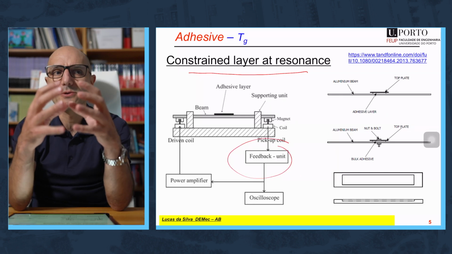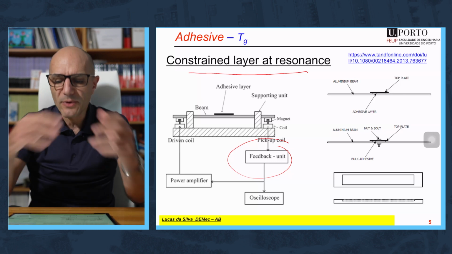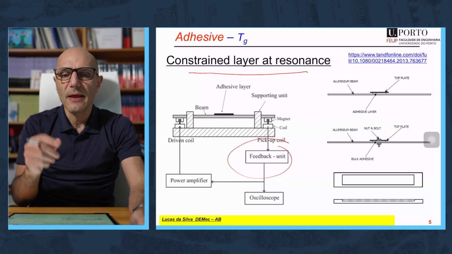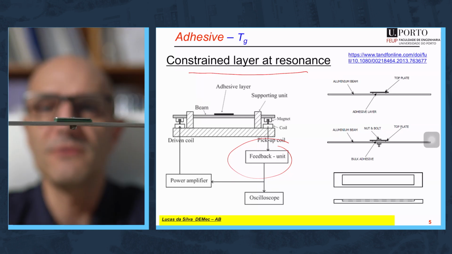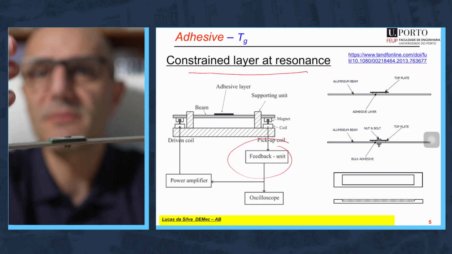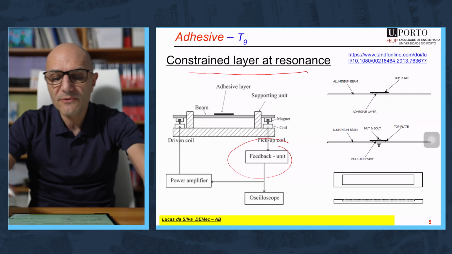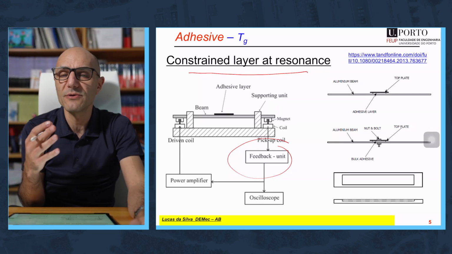And because the chamber is very small, the heating will be very quick. And if you measure during the test the temperature and this maximum displacement of the beam, when the displacement is minimum, that means maximum damping, you can measure the TG of the adhesive. The beauty of this method is that it's very, very fast. In 1 minute, you have the result.